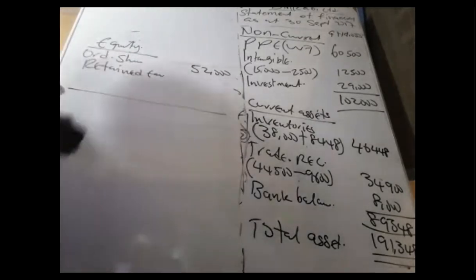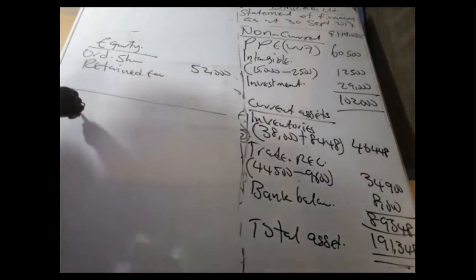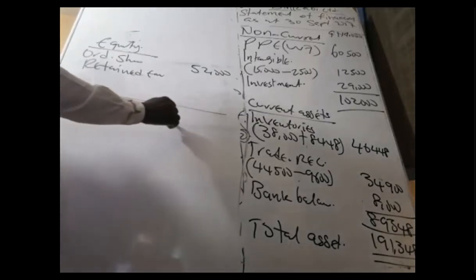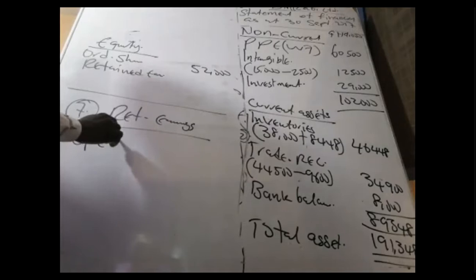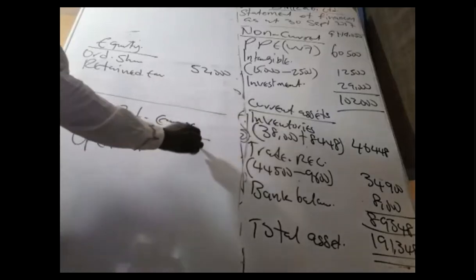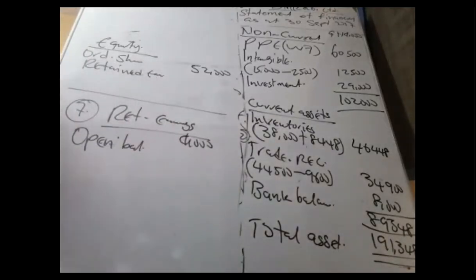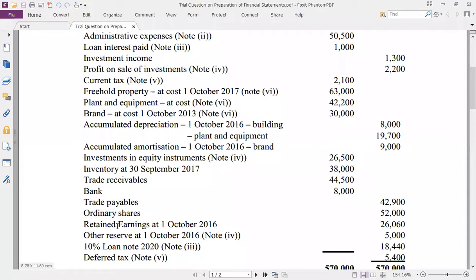The next one is retained earnings. Now, retained earnings, what are we going to do for working? The working number, let's say 7. Oh, okay, the last working, continue the number. So retained earnings will be the opening balance. What is the opening balance for the retained earnings that we have from the examiner? Retained earnings, opening balance. Okay, that's 26,060. Retained earnings is 26,060.